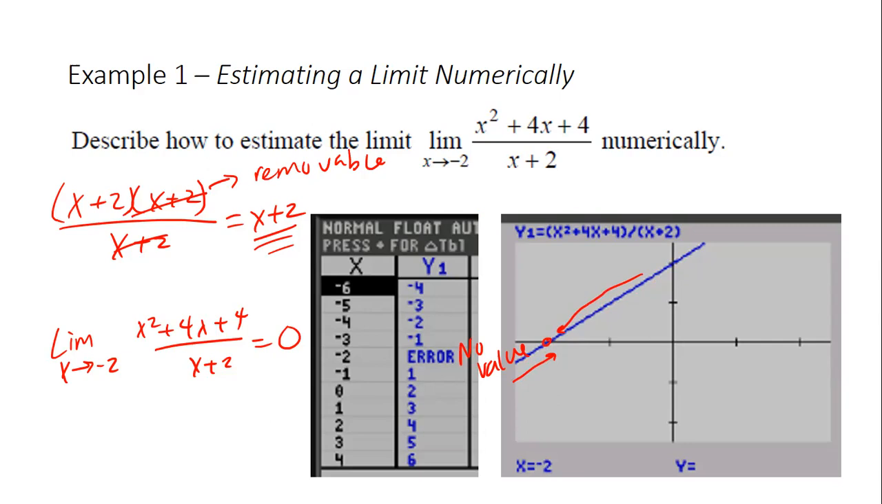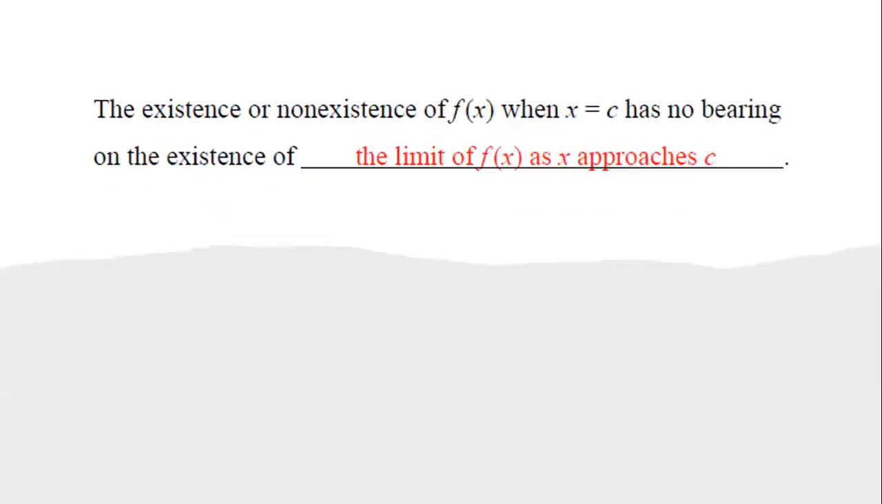Where am I trying to go? The limit is like x, basically. x could possibly equal that value, but it's not necessarily going to equal it. In this case the value does not exist because I can't plug it in. All right, so here it is: the existence or non-existence of f of x when x equals c has no bearing on the existence of the limit. Whether there is a value or not, it has no bearing on whether there is a limit. So in this last example, we had no value, right? But we still had a limit.